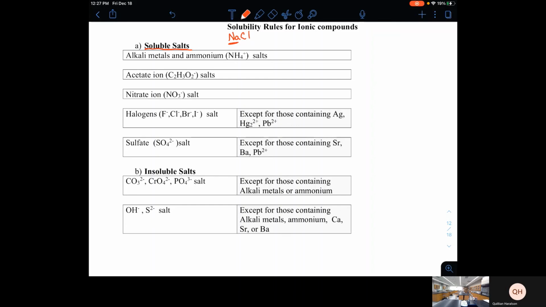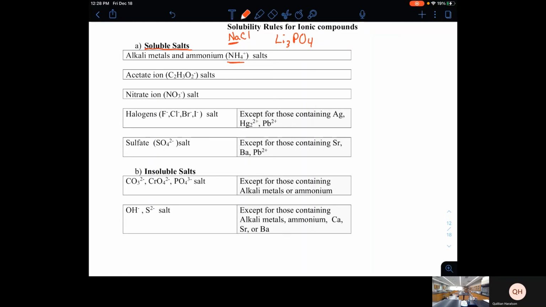And I don't care what is attached to that alkali metal. Lithium is an alkali metal. If I had it attached to phosphate, I could care less. As soon as I see the alkali metal, I'm going to say, hey, you are soluble. You will be aqueous when dissolved in water.